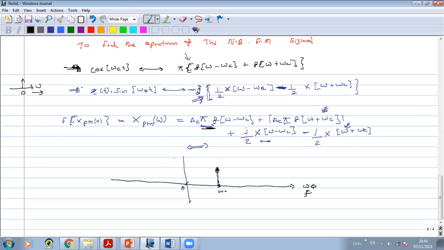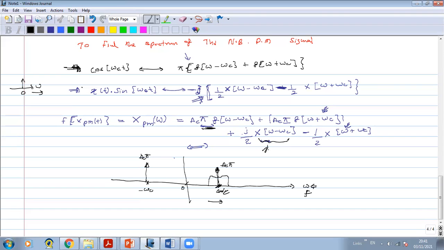Then this one, AC pi. And here AC pi delta(omega plus omega c). That means it is shifted to the minus side, so this impulse is like this, and it is AC pi volts. If we write this one, you can see that this signal is omega minus omega c, that means it is shifted to here. We don't know the spectrum here, but anyway it is centered at omega c, because it shifted with omega c. So you will get this kind of spectrum.